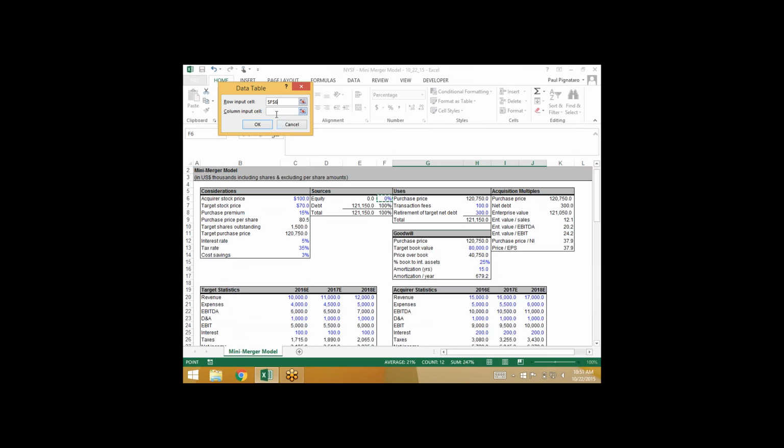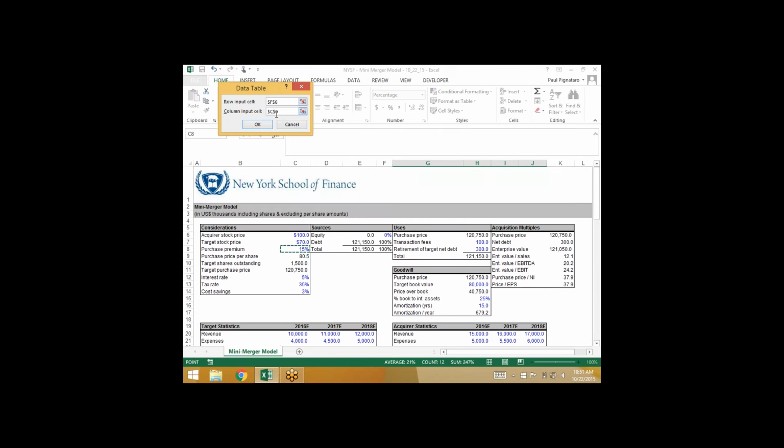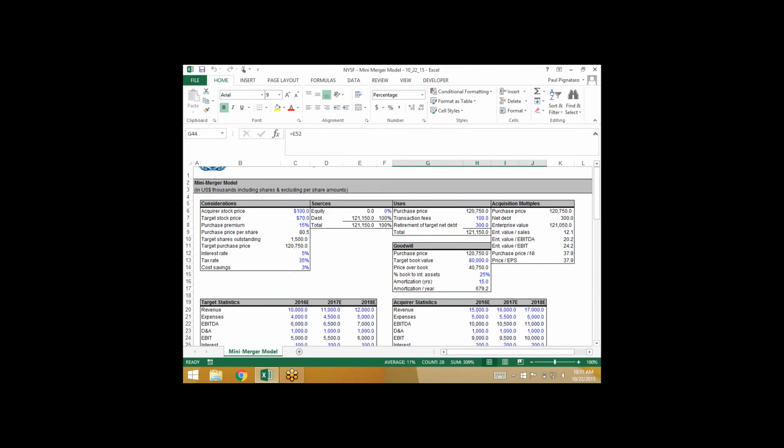The column input cell asks, of the variables up and down the column, it only sees it as a hard code right now, where does it go in the model to make these adjustments to vary the output? Percent premium. So column input cell? C8. Good. C8. Hit OK.